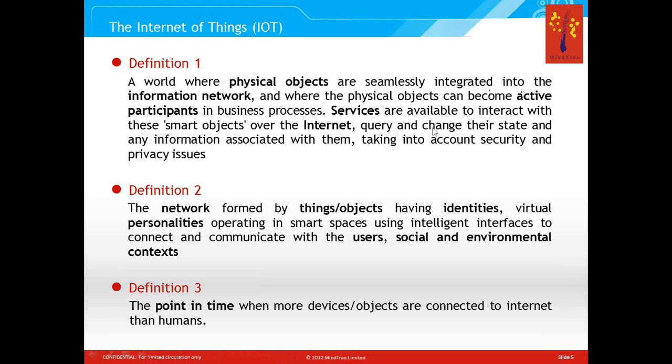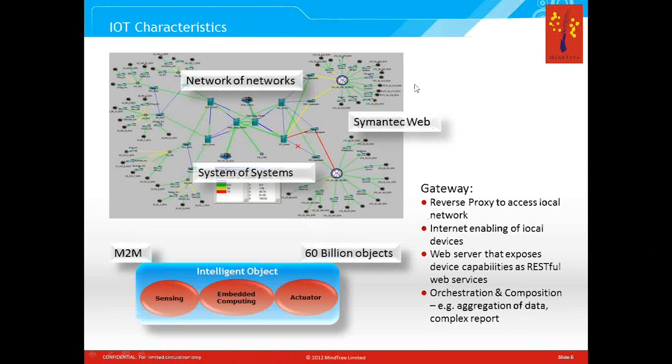We'll go to the next slide now. So here you can see, we will see some of the characteristics of the IoT. First of all, it is a network of networks. So it is not a single homogeneous kind of network. There are multiple networks in this. Many local networks, which will be connected to the Internet.